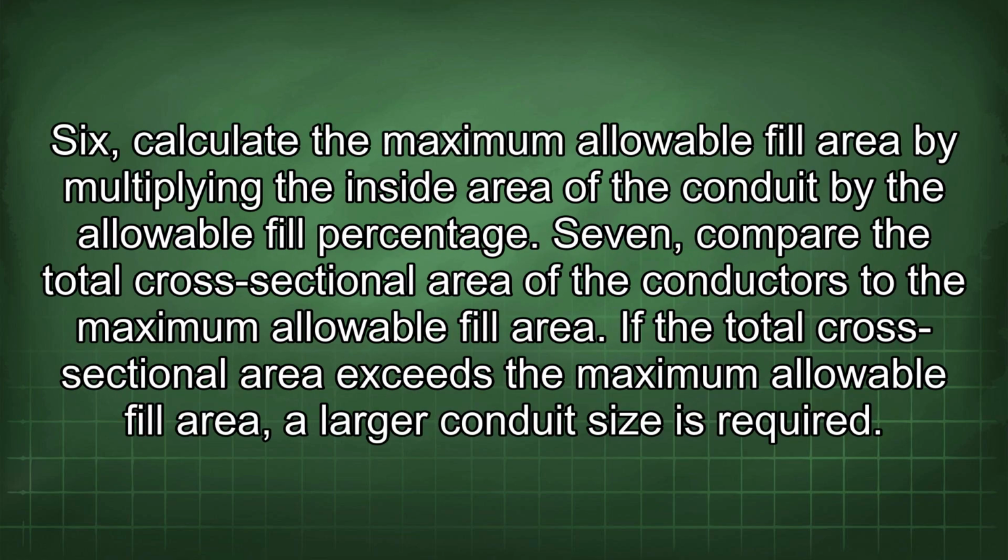6. Calculate the maximum allowable fill area by multiplying the inside area of the conduit by the allowable fill percentage. 7. Compare the total cross-sectional area of the conductors to the maximum allowable fill area. If the total cross-sectional area exceeds the maximum allowable fill area, a larger conduit size is required.